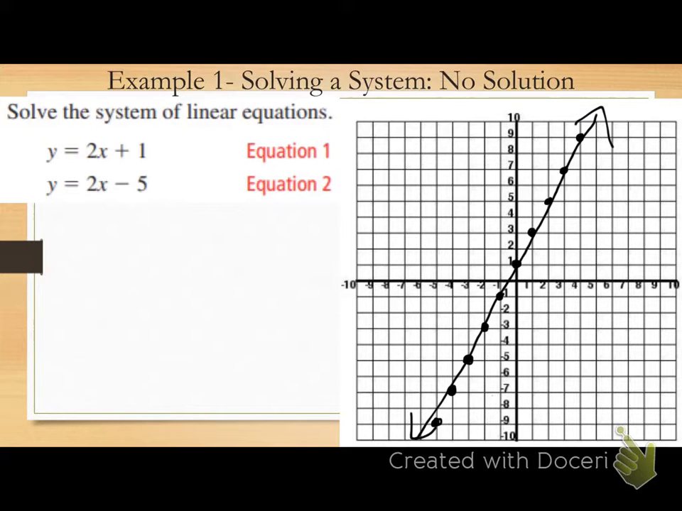Okay, let's graph equation 2. What's my y-intercept? -5. So put a point at -5 on your y-axis. What's my slope? 2 over 1. So what directions am I going again? Up 2, right 1.